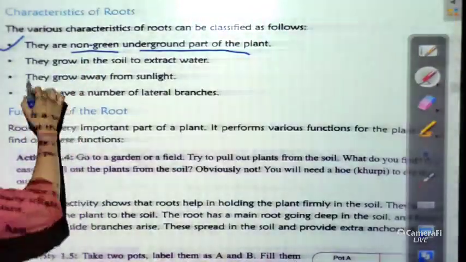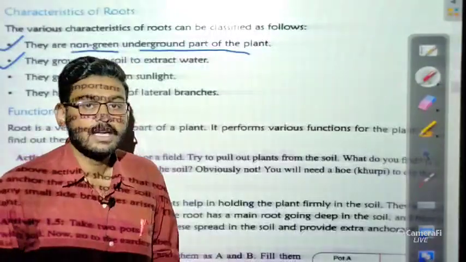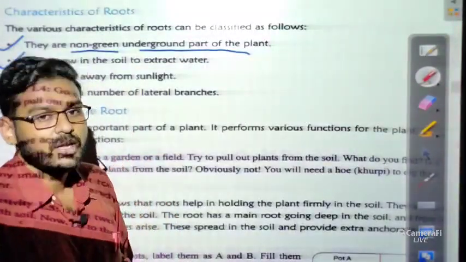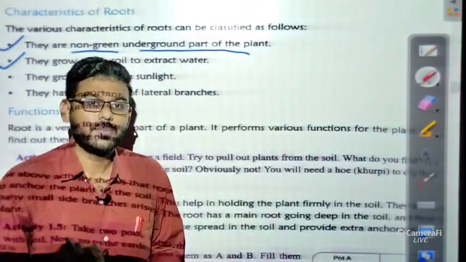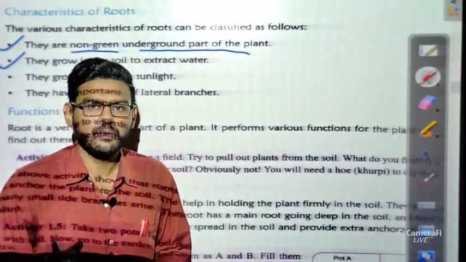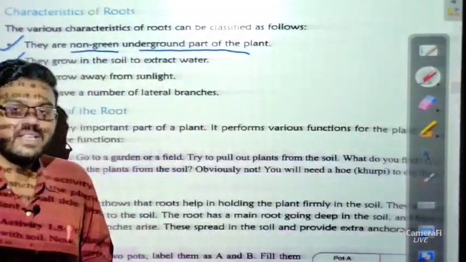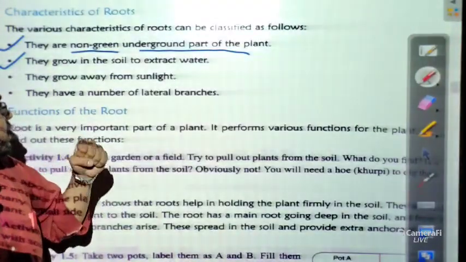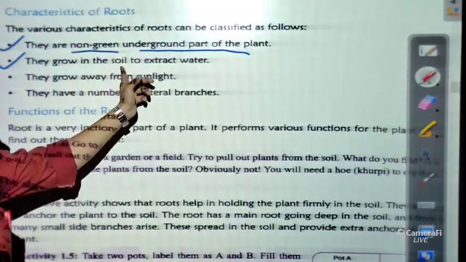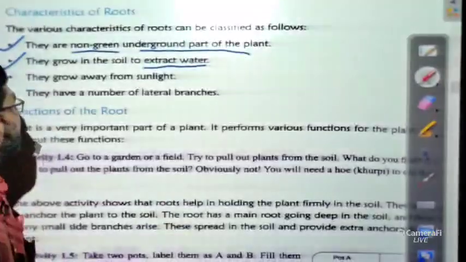They grow in the soil to extract water. Basically they extract water just like a straw. When you are going to drink something using a straw, what are you doing? The straw is just taking the water, it just pulls the water. So the root does the same thing. It just extracts the water from the soil.